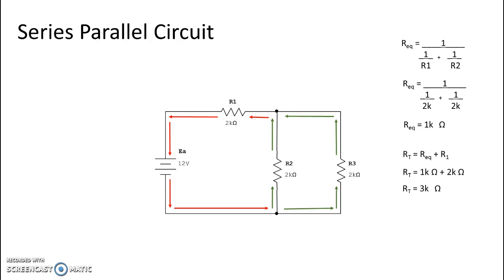So we have total resistance. The next step is going to be total current, so we use Ohm's law.